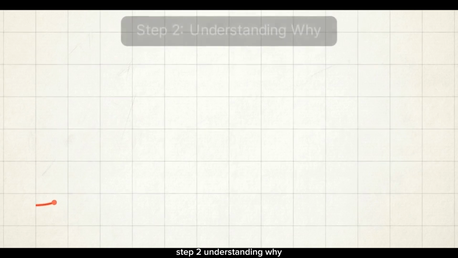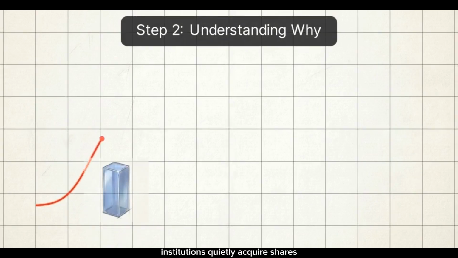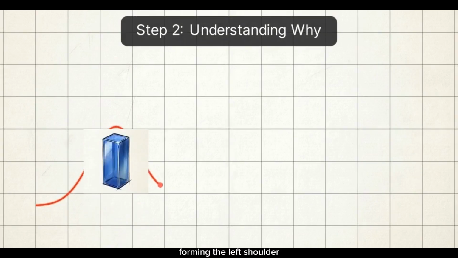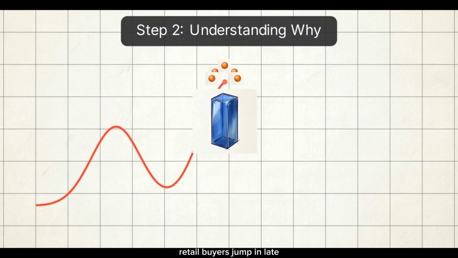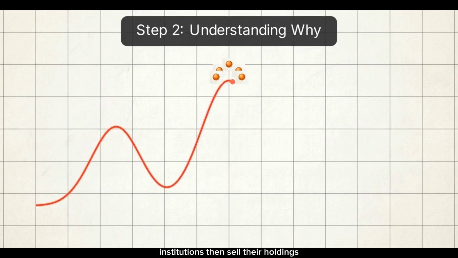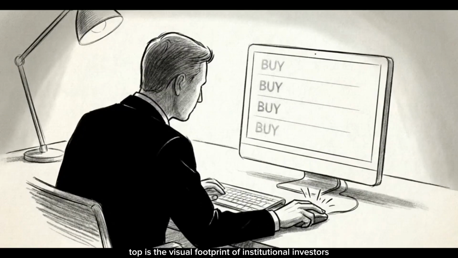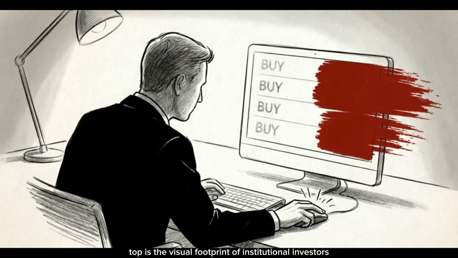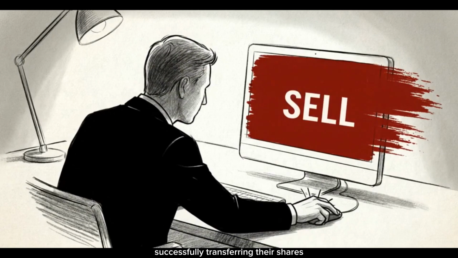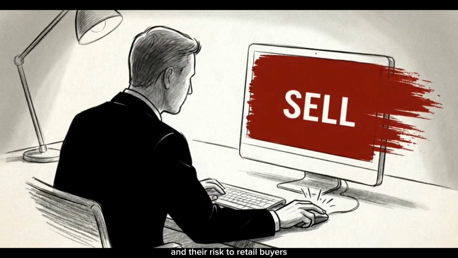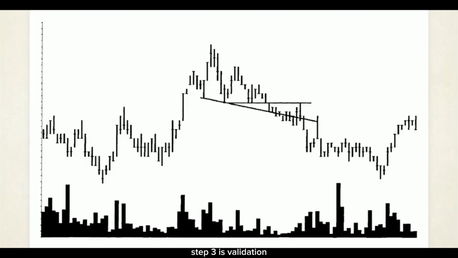Step 2. Understanding why. Institutions quietly acquire shares, forming the left shoulder. Retail buyers jump in late. Institutions then sell their holdings, creating the head. By the right shoulder, institutional demand is gone, and retail buyers lack capital to push the price up. The head and shoulders top is the visual footprint of institutional investors successfully transferring their shares and their risk to retail buyers.